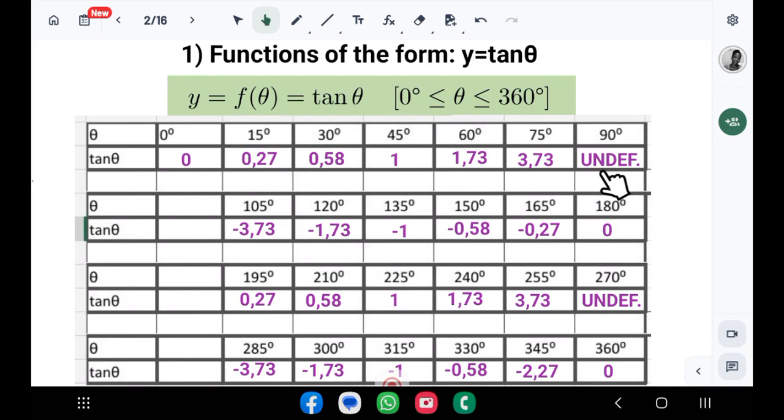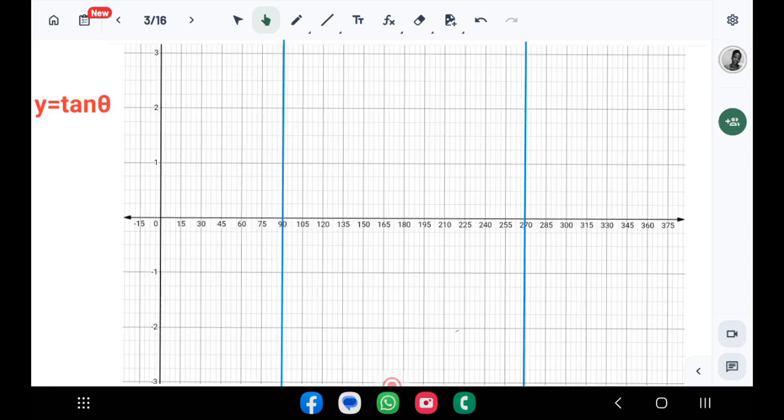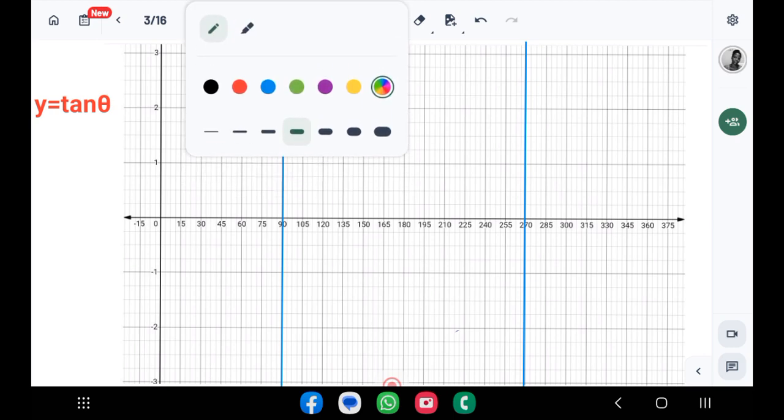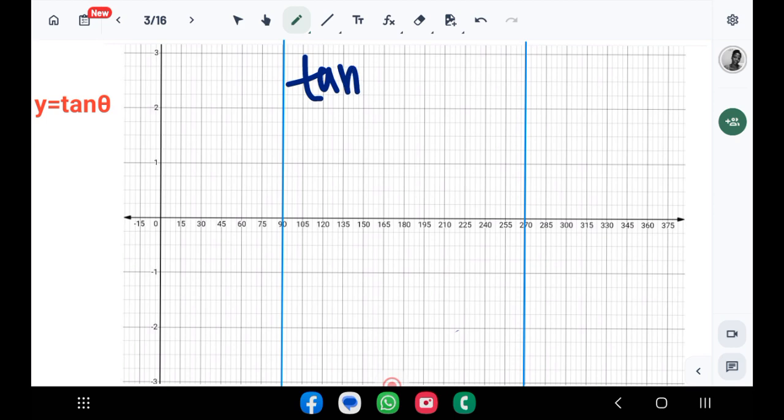Before we figure out why that is the case, let's look at another point on the whole domain between 0 and 360 degrees, where your tan of that angle is undefined. Here it is 270 degrees. Well, let me show you why that is the case. Remember your tangent function, tan of theta. The tangent of theta can be written as the sine of theta over the cos of theta.